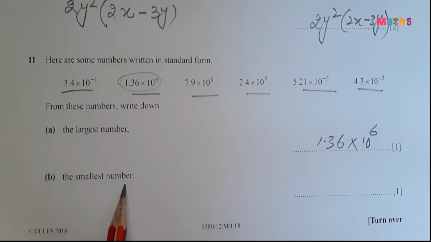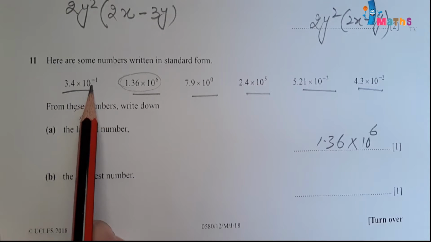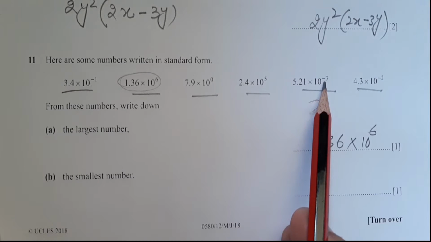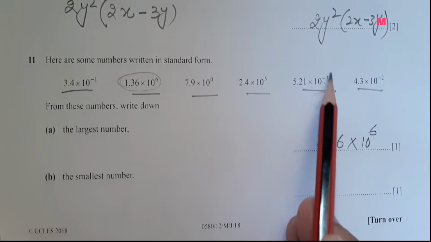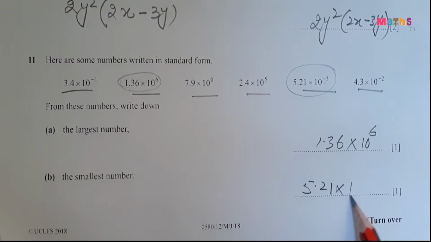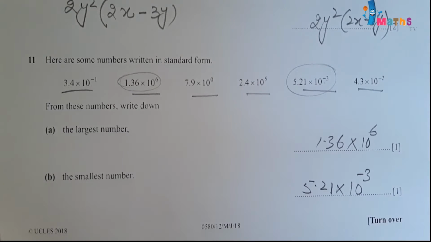Now the smallest number, to check the smallest number, we'll check the negative power of this number. So it will be minus 3. This number is the smallest number, 1 into 10 raised to power minus 3.